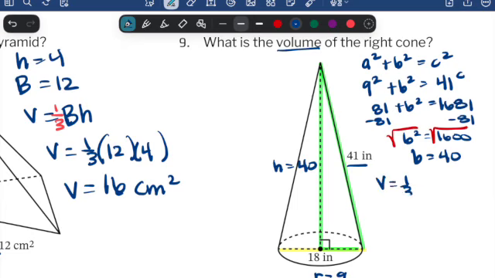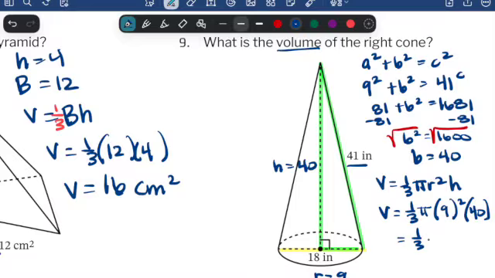Volume equals 1/3 times pi r squared times h. Now we can substitute the values that we know. Volume equals 1/3 times pi. The radius is 9 squared, and the height is 40. And if we do all those calculations, we will get 1/3 pi times 3,240. Divide that by 3. Our volume will be 1,080 pi. I'm going to leave it in pi notation so I have the most accurate answer. And these are inches cubed.